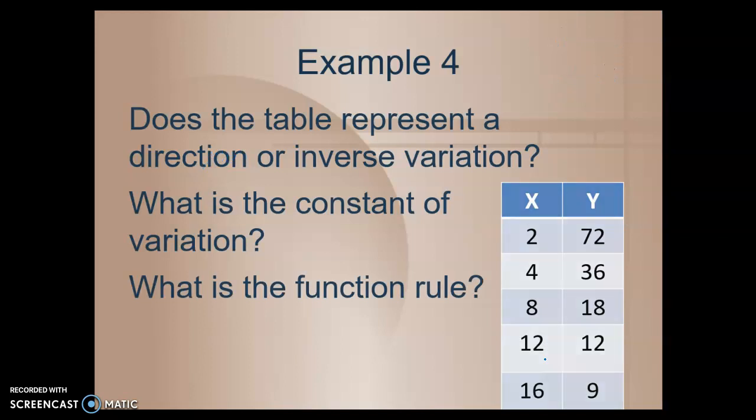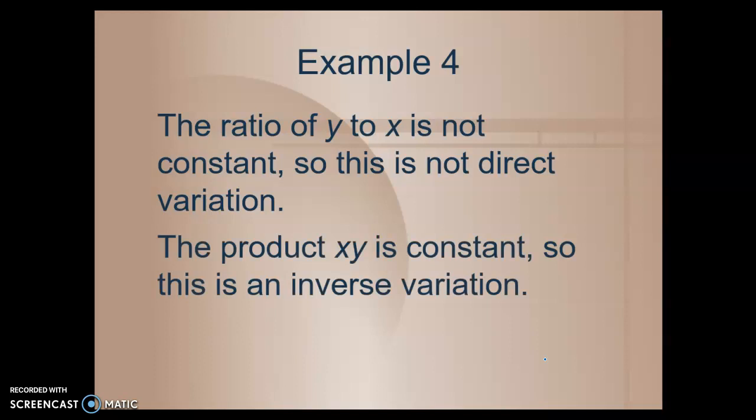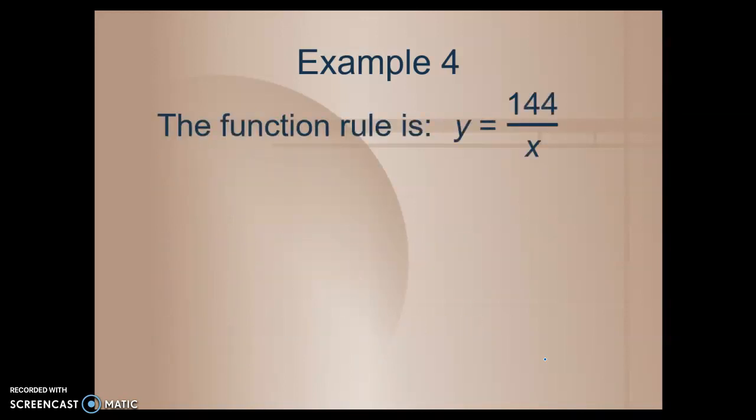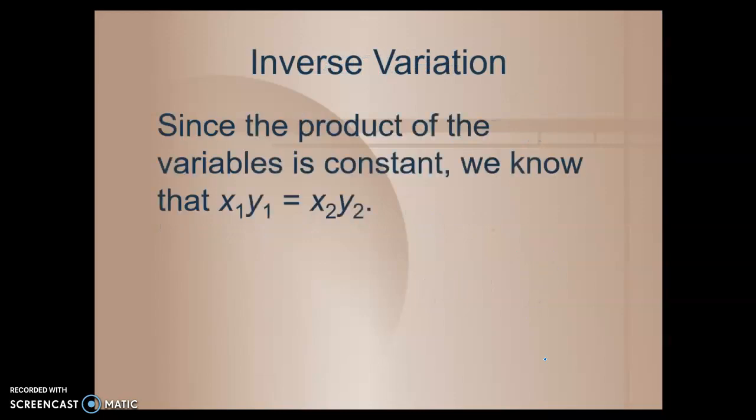Last but not least, let's see if we can write a function rule. As we already stated, the ratio is not constant, so it's not direct variation, but the product is constant, so it is an inverse variation. And since all of our x times y products are 144, our constant is 144. When writing our equation, y equals k divided by x, or y equals 144 divided by x. If we want to switch that to function notation, we would just swap out our y with an f of x. f of x equals 144 divided by x.